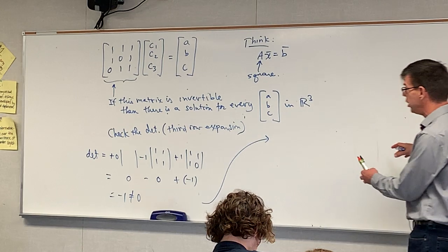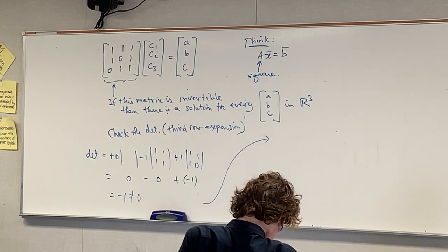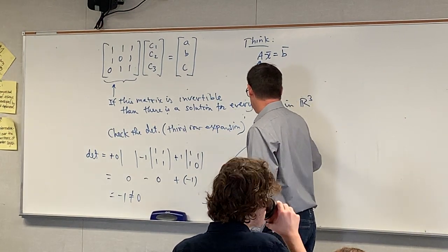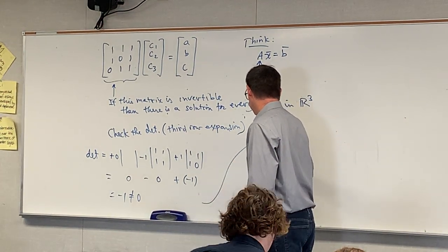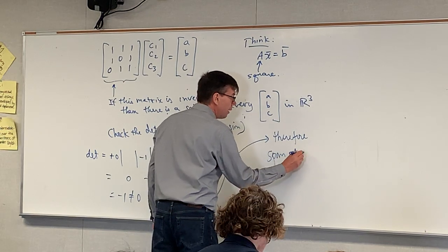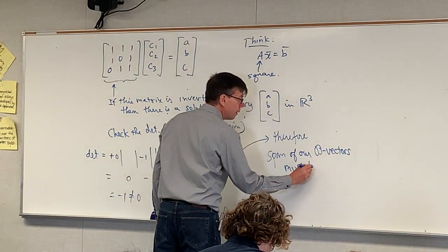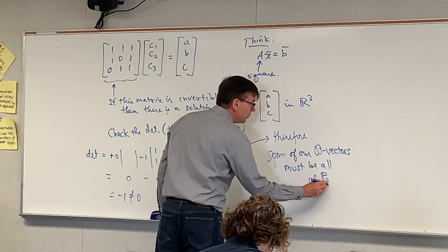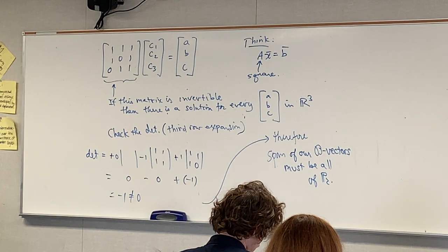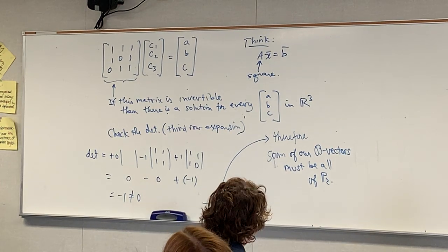So by the chain of logic here, we know this set of equations has a solution for any choice of a, b, and c. And so therefore, the span of our basis vectors, of our B vectors, must be all of P2. Boom. I think that's just part A of that problem, right?